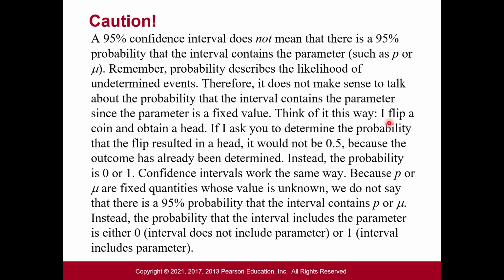Another way to think about it: if I flip a coin and obtain a head, and I ask you to determine the probability that the flip resulted in a head, it would not be 0.5 because we already know the outcome. Instead, the probability is 0 or 1. It's 1 if I got heads, and you already knew that. Confidence intervals work the same way because p or mu are fixed quantities whose value is unknown. We do not say that there is a 95% probability that the interval contains p or mu. Instead, the probability that the interval includes the parameter is either 0, meaning it doesn't include the parameter, or 1 if it does include the parameter.